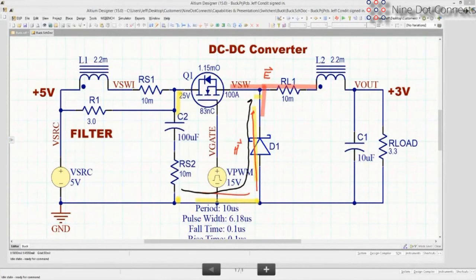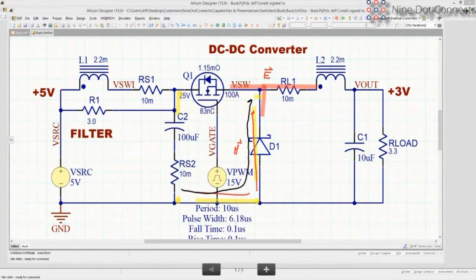H field radiation induces currents in all sorts of other circuits nearby, especially low impedance circuits. E field radiation tends to impart voltage noise into other circuits nearby, especially high impedance ones. So we need to deal with these things a lot more. I'd like to do that simulation.